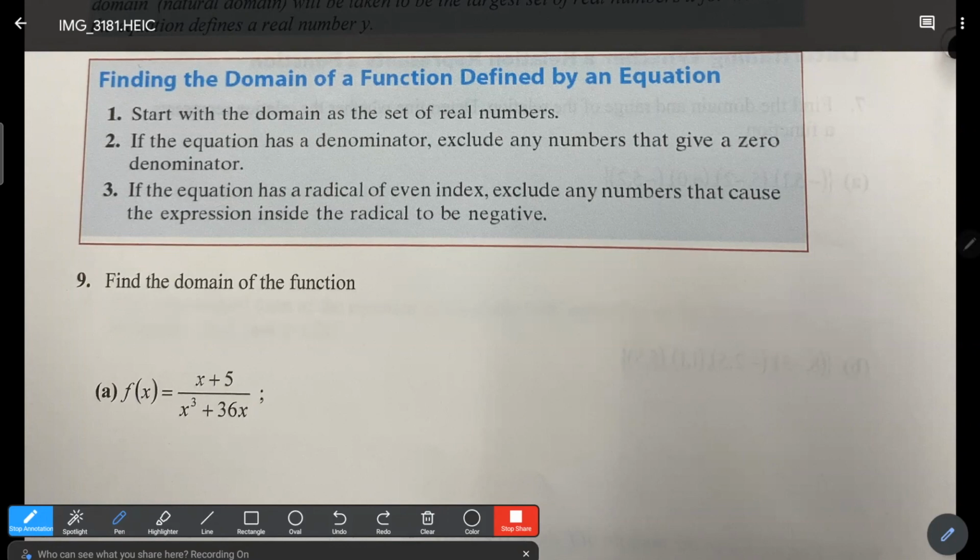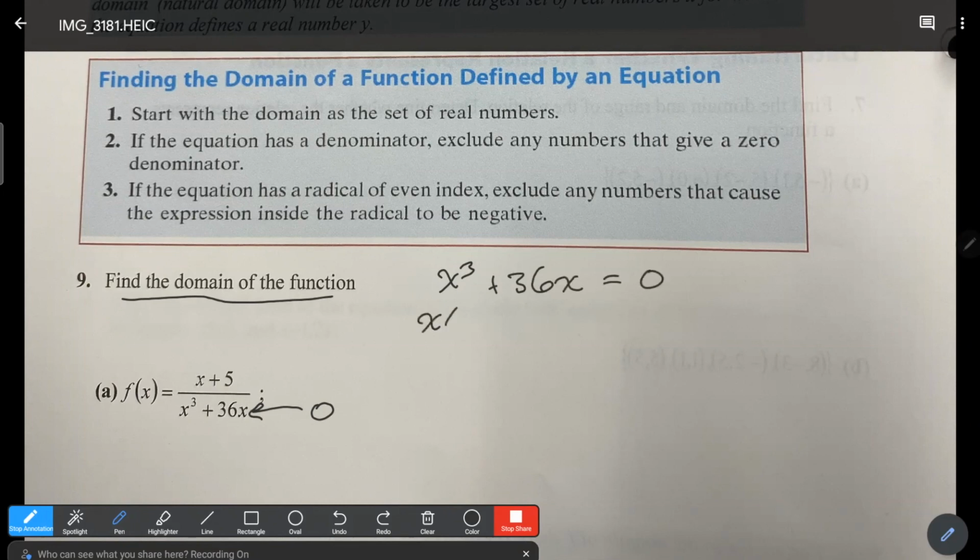We've got f of x is x plus 5 over x cubed plus 36x. We're trying to find the domain of the function. Well, this function can be anything except if the denominator is 0. When the denominator is 0, it becomes undefined. So what we need to do is figure out where the denominator is 0. We can say x cubed plus 36x equals 0 and solve.